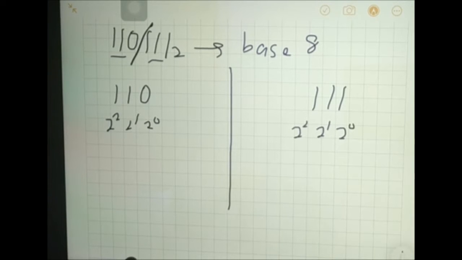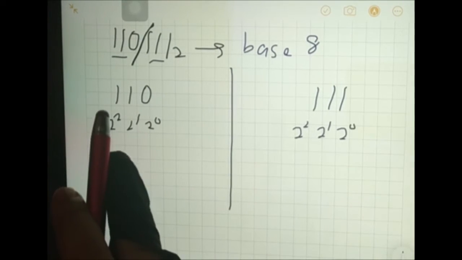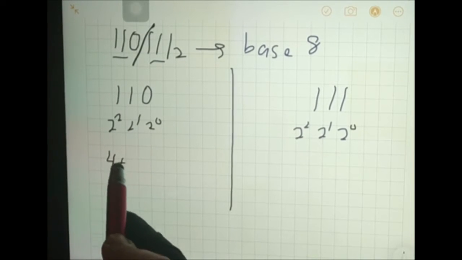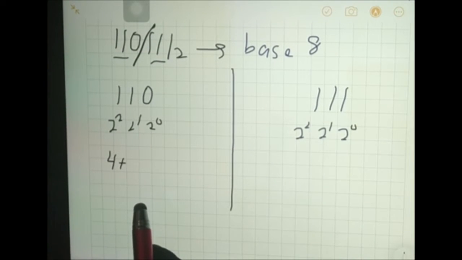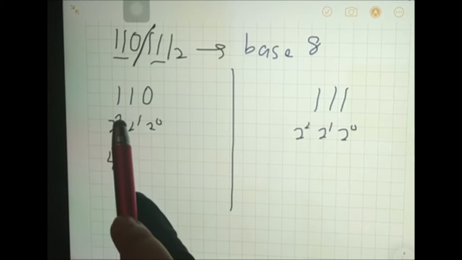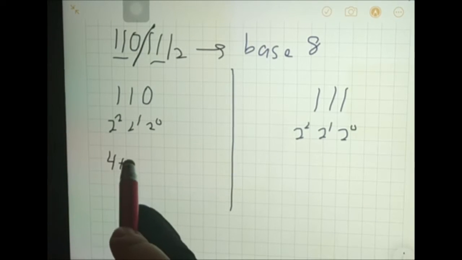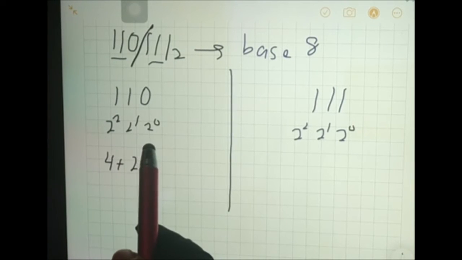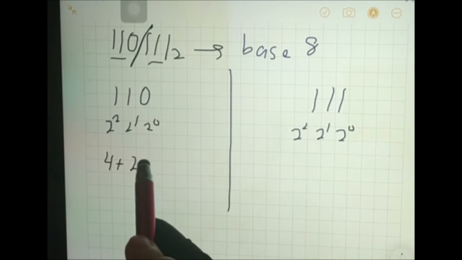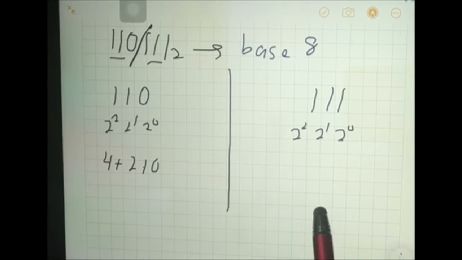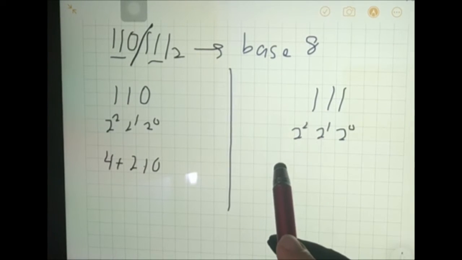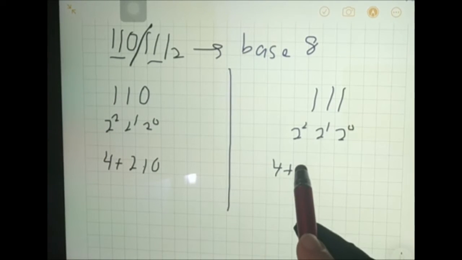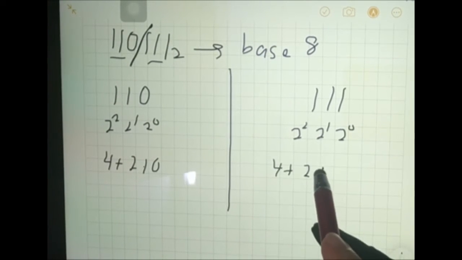So start from here. 1 times 4 is 4, plus 1 times 2 is 2, 0, 0 times 1 is 0. Okay, 0. Here, 1 times 4 is 4, plus 1 times 2 is 2, 1 times 1 is 1.